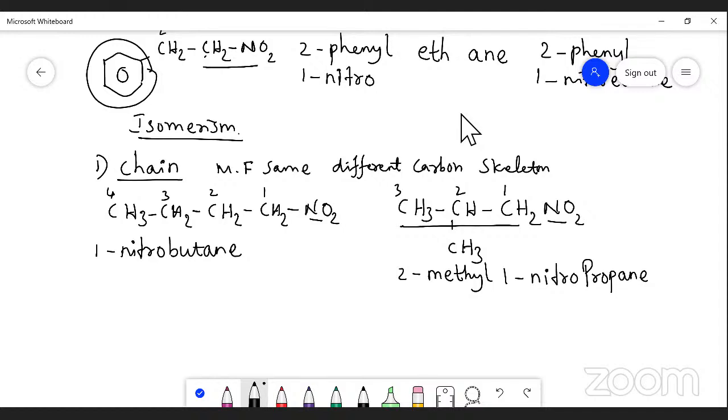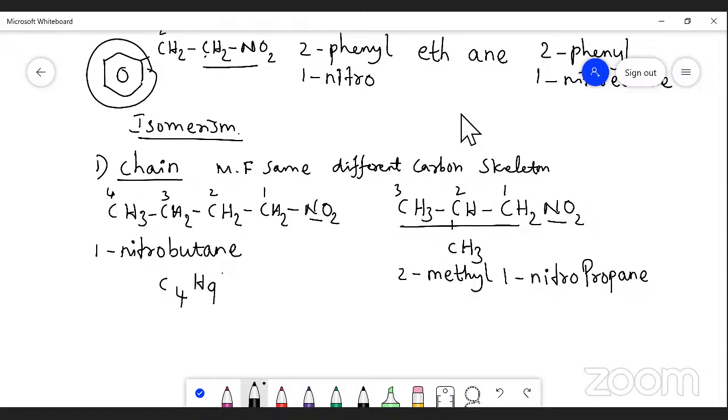Let us see these two compounds. Find the molecular formula. Here, how many carbons? The first compound, how many carbons? There are 4 carbons, so C4. How many carbons? 4 carbons. How many hydrogens?